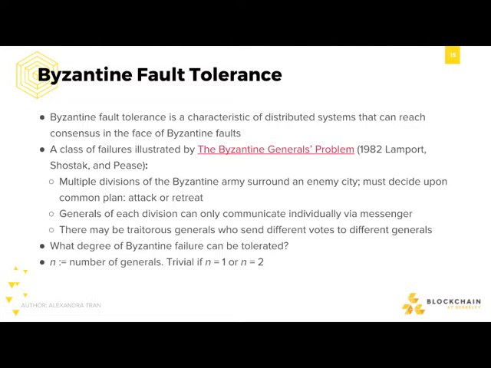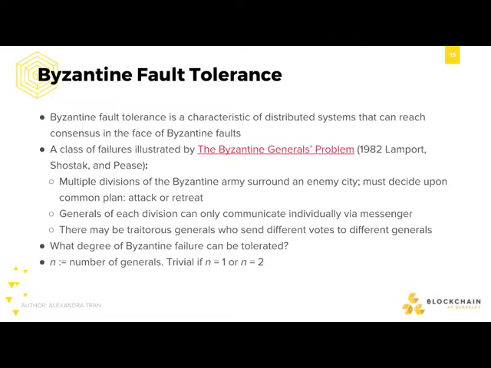It's important to know what a Byzantine failure is in relation to Byzantine fault tolerance, which is a characteristic of distributed systems that can reach consensus in the face of Byzantine failures or Byzantine faults. And this class of failures was illustrated originally in the paper titled The Byzantine Generals Problem in '82 by Lamport, Shostak, and Pease. And it basically illustrates this scenario of a Byzantine army surrounding an enemy city, and they must decide upon a common plan to attack or retreat, and they all have to agree on the same plan, or else they'll fail.